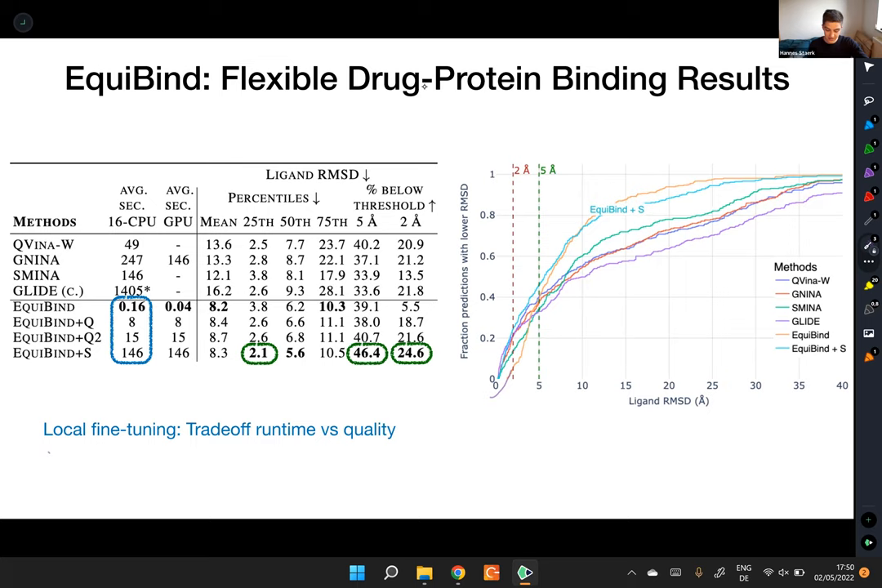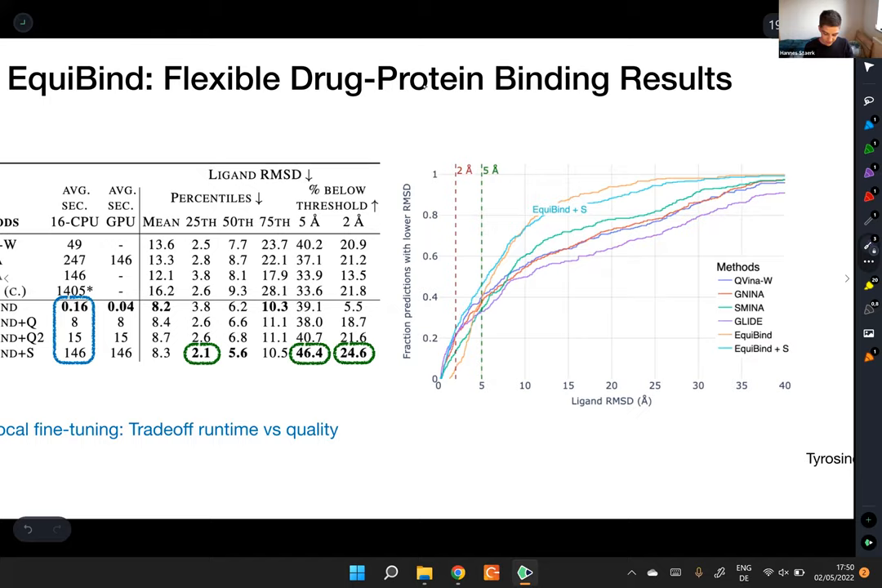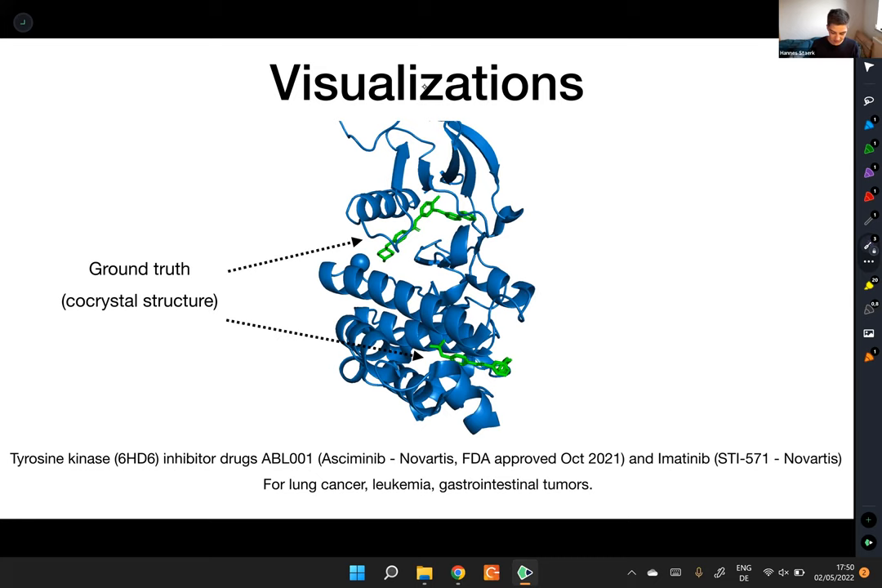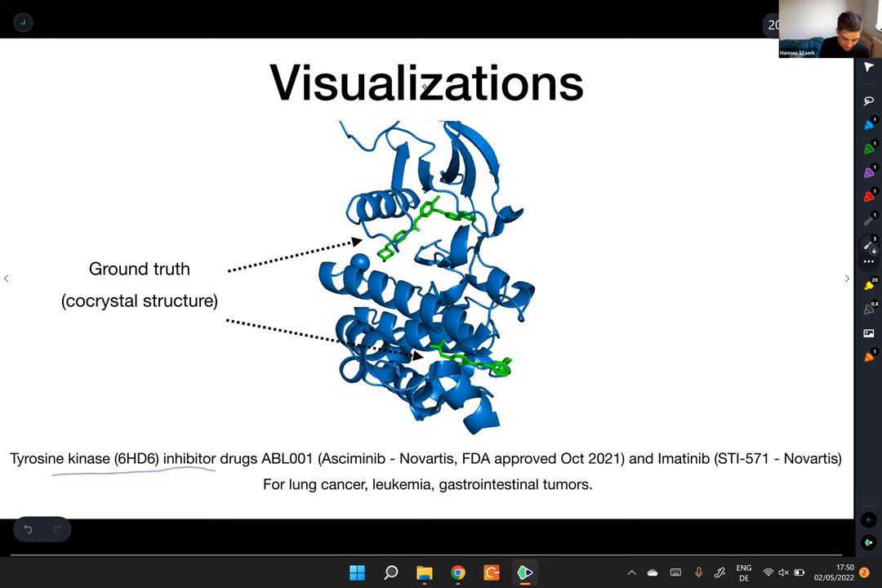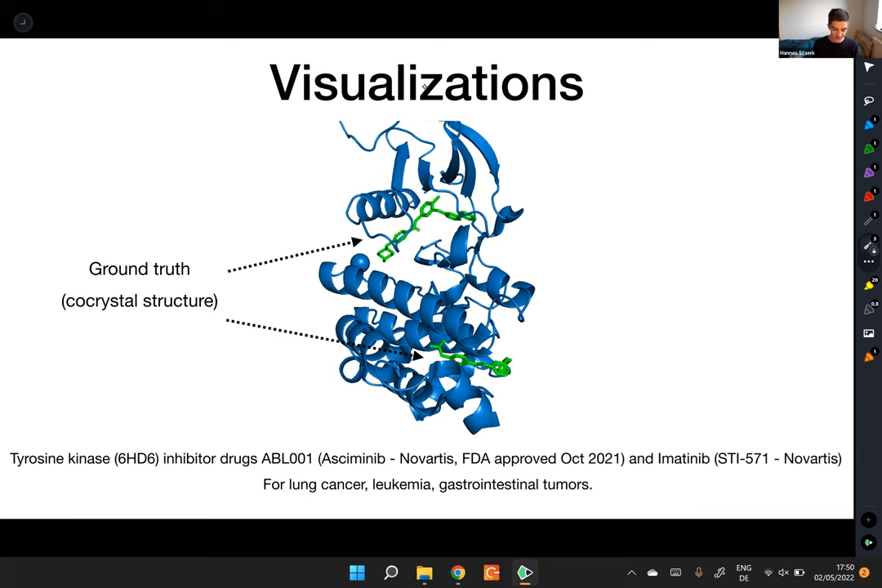But finally, I want to look at some visualizations, because Pat Walters from Relay Therapeutics sent us this tyrosine kinase and said, this is a challenging target. We should try it. He thinks we won't be able to dock two drugs to it, and it was a hard target for most docking tools. So this is not cherry picked, but still it's only a single example. Let's see what this is about.